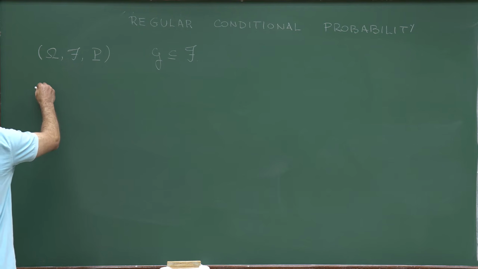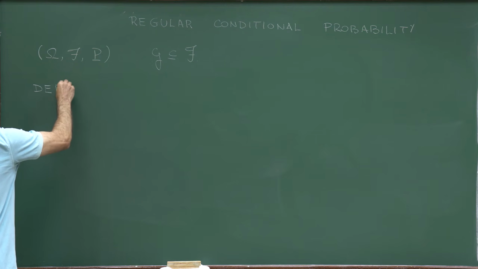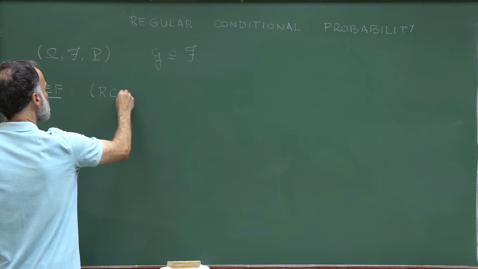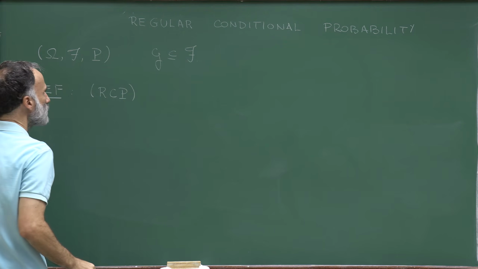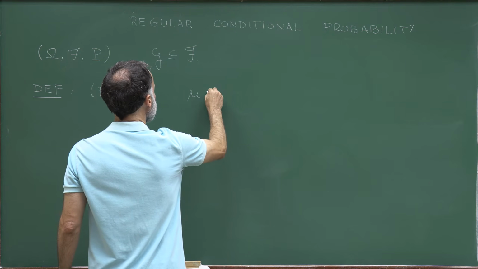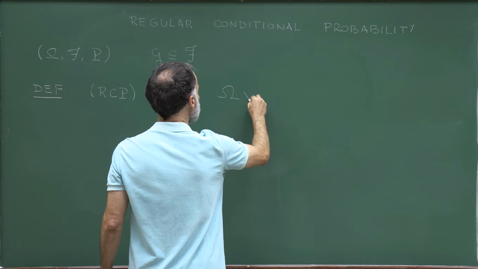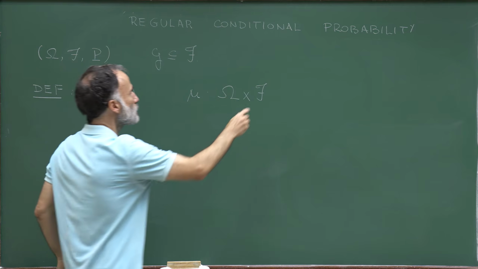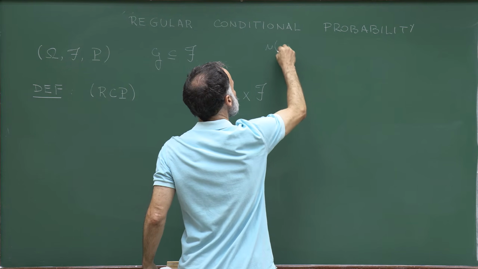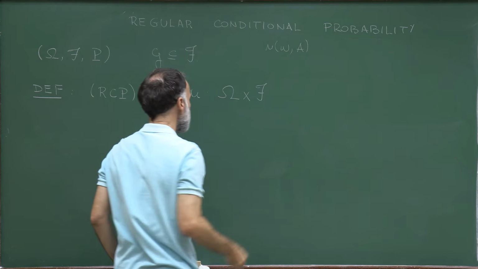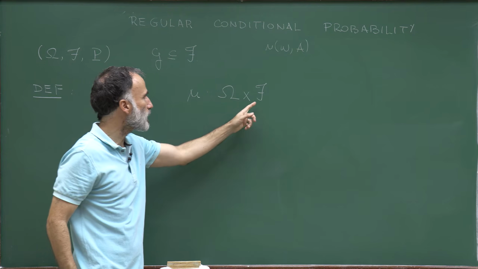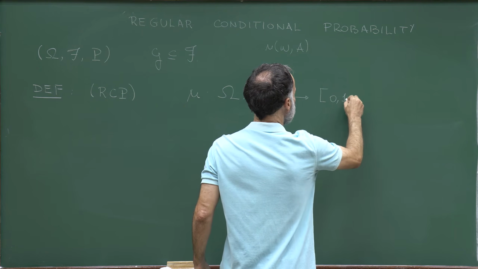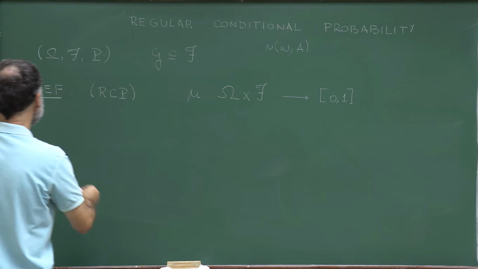So let me define the object which I want. This will be the definition of a regular conditional probability. That will be a function, mu, which is defined on omega times F. Remember, F is the sigma algebra. So remember here, we had this function mu defined on omega and A, for A in F. So mu is a function from omega times F, taking values in [0, 1], with the following two properties.